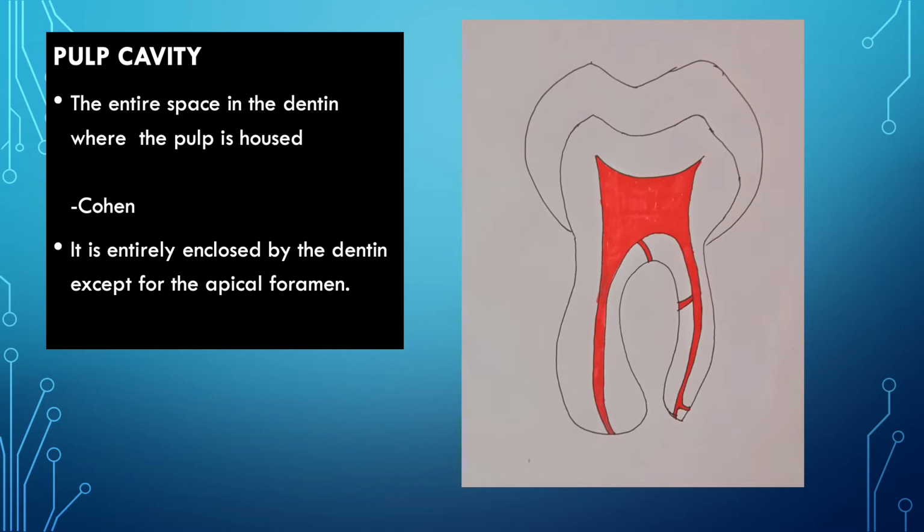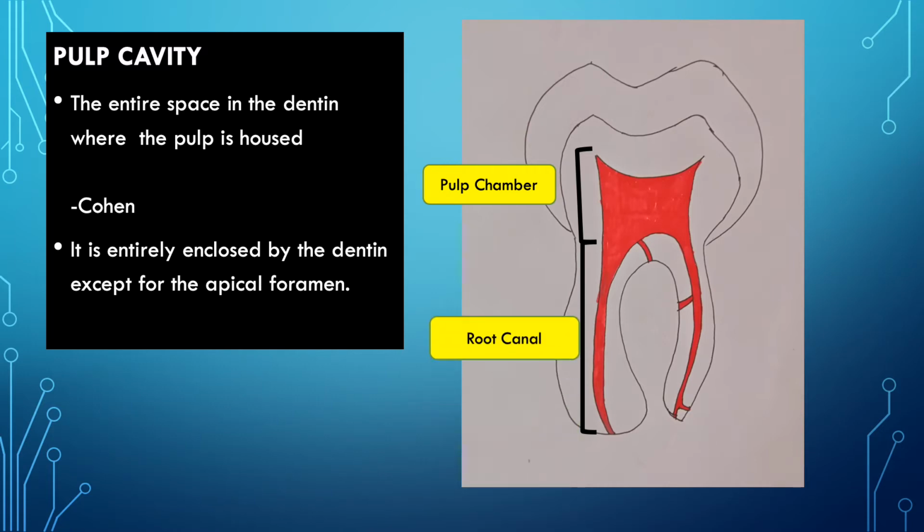The pulpal cavity of a tooth, we can divide it into two parts. The upper portion or the coronal portion, which is known as the pulp chamber, and the radicular portion or the lower portion, which is known as the root canal. Together, it is known as the pulp cavity.